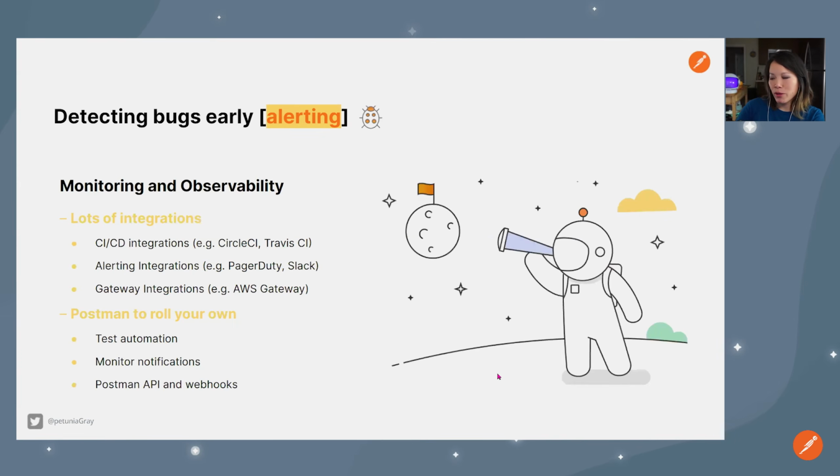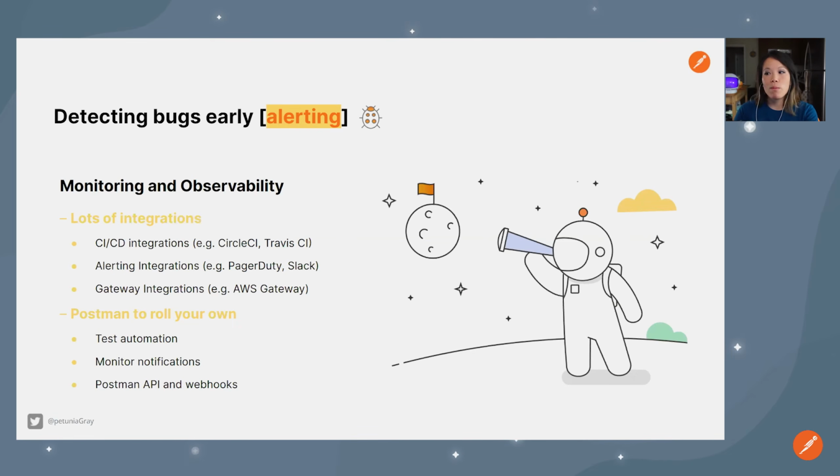We talked very briefly about monitoring and observability. There are lots of different integrations. We've always had integrations, but there are a lot of new ones that have come within the last probably three months, so check that out. If you don't want one of the pre-built integrations, or your team has already used so many that you've taken up your limit for your Postman plan, you can always roll your own.